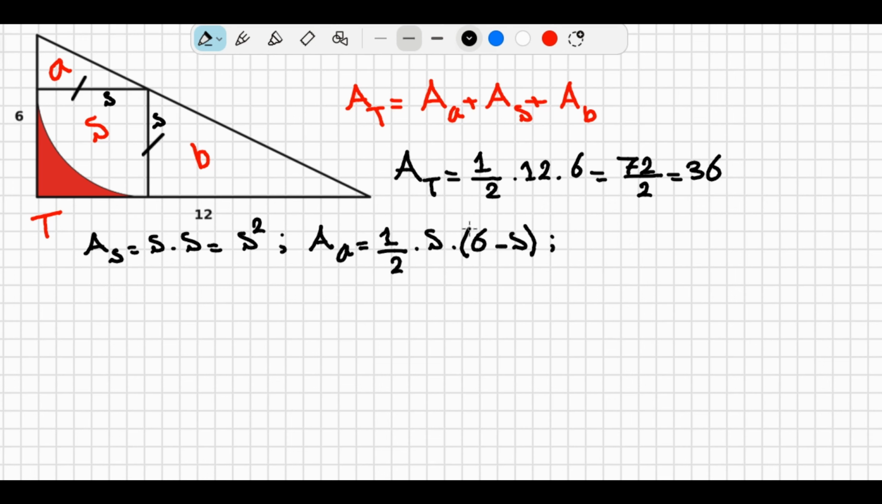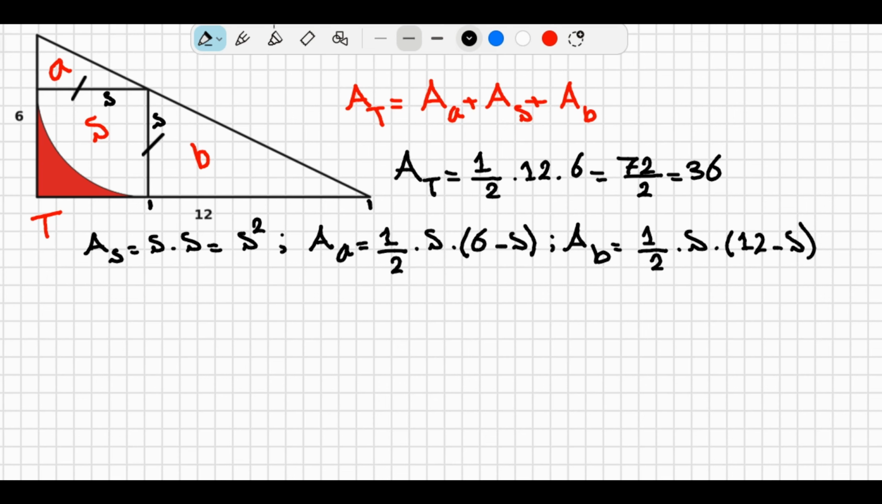Okay. A sub B equals 1/2 times the height, that is S, this triangle down here. Height is S, times the base. We know that the total base of the big triangle, the whole triangle, is 12. Then this part here, from there to there, will be simply 12 minus S.